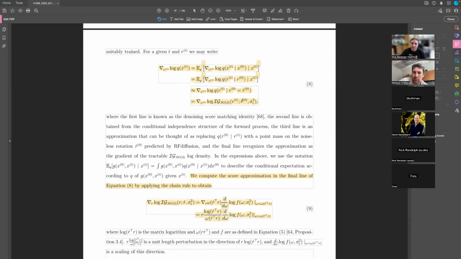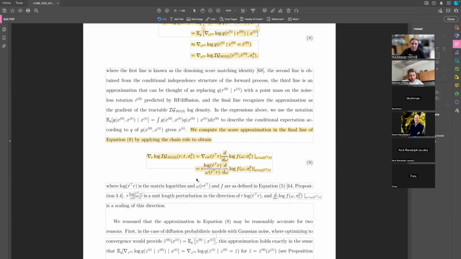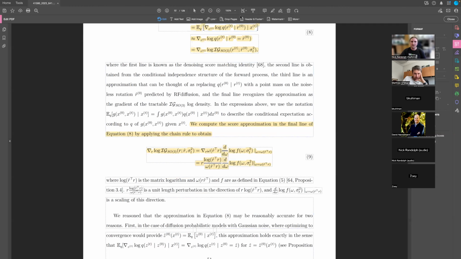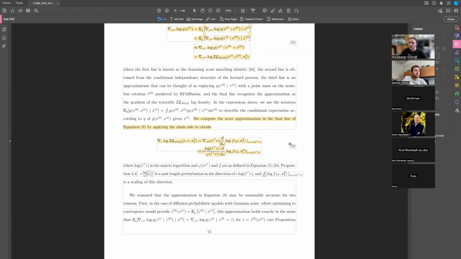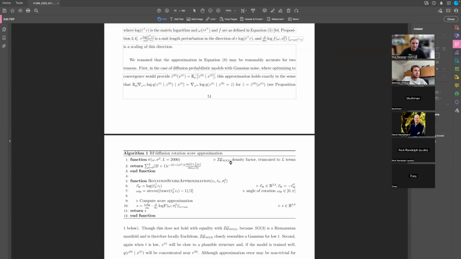Once we have this approximation here, we can throw it into this equation, or we can write out this equation, using the power series that we used above, to compute the direction we need to actually move in. Yeah, that was very abstract.